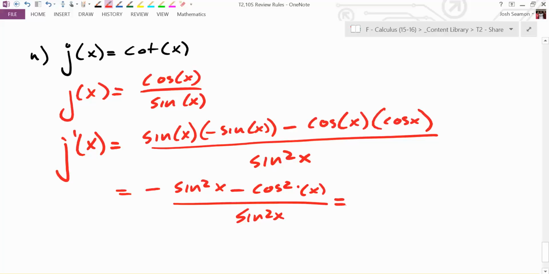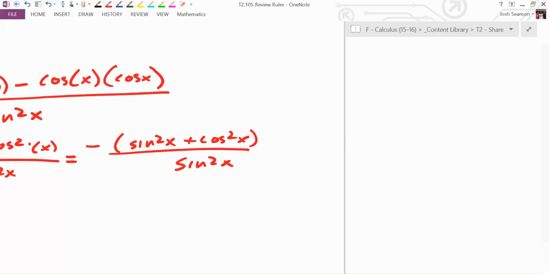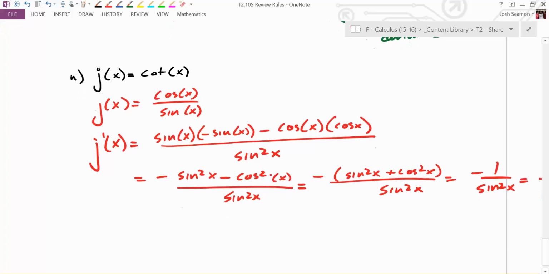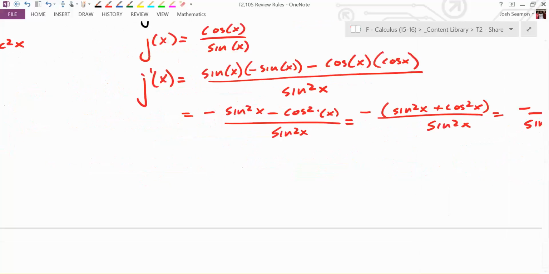What can you factor out of the top? Negative 1. So you have negative sine squared x plus cosine squared x all over sine squared x, right? What's cosine squared plus sine squared, everybody? So you have negative 1 over sine squared. What's 1 over sine? Cosecant. So this is negative cosecant squared x. So there's something for you. The derivative of cotangent is what? Negative cosecant squared x. Yay! Super cool. I know you're just over the moon thrilled about this.